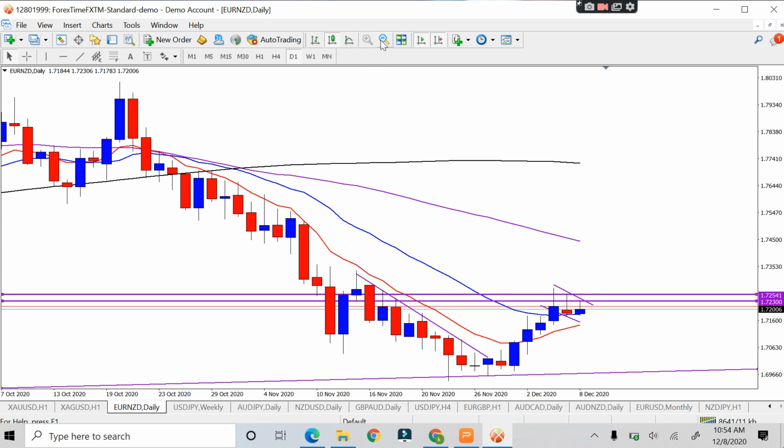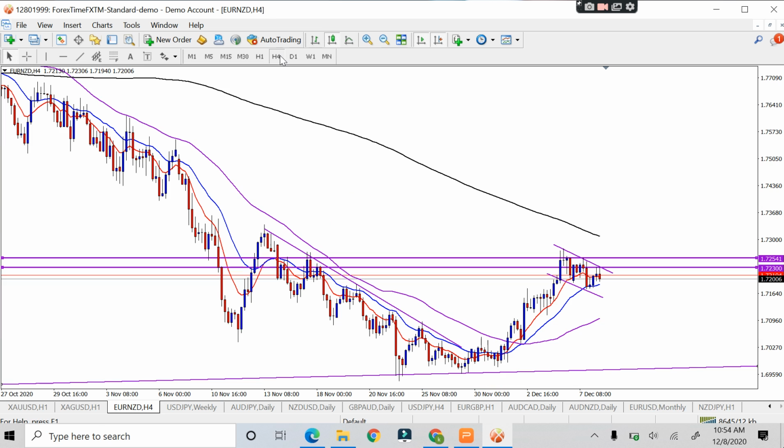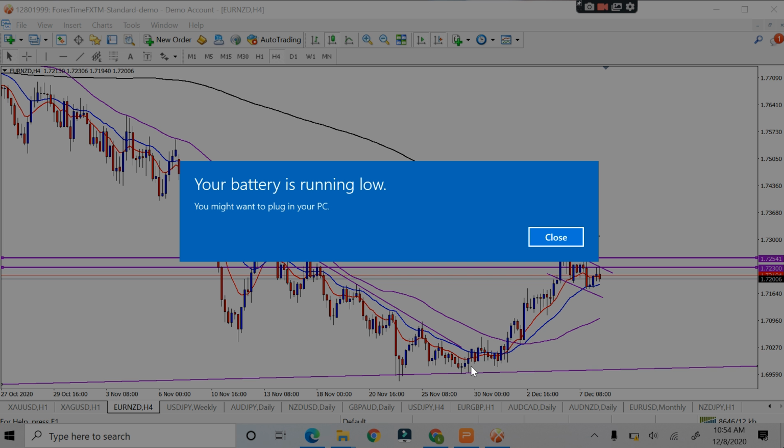Now that's on the daily, okay? Now on the 4 hourly, okay, you can see the beautiful uptrend.